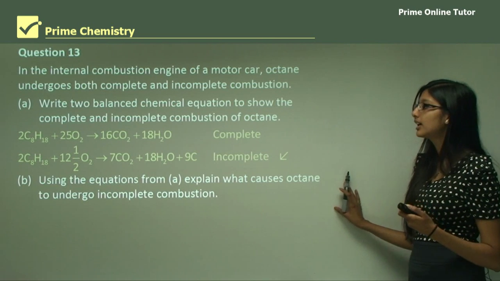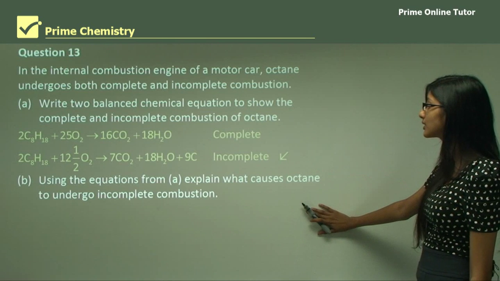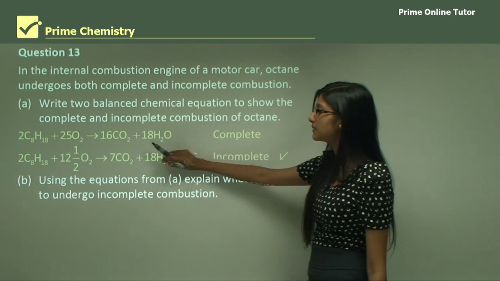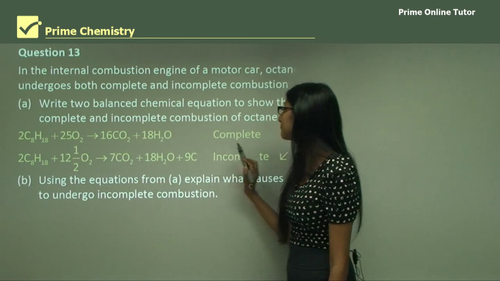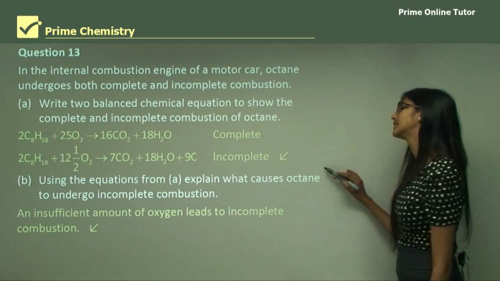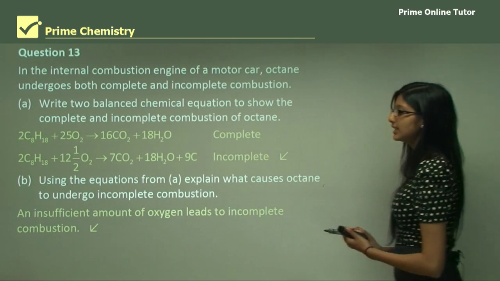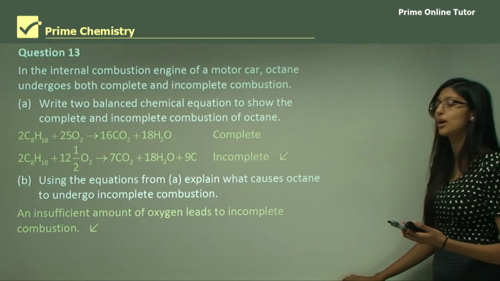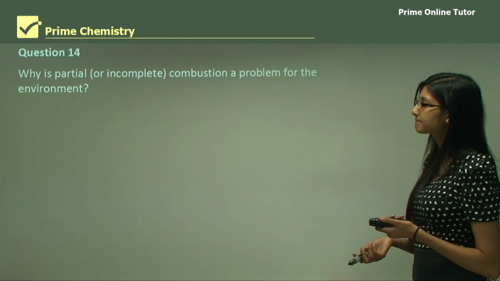Now, B asks us that using the equations from A, so these two equations, explain what causes octane to undergo incomplete combustion. The only thing different in the reactants in this reaction is the amount of oxygen. Complete combustion uses 25 molecules of oxygen, whereas incomplete combustion uses only 12.5 molecules of oxygen. Hence, the answer is an insufficient amount of oxygen leads to incomplete combustion. Now let's move on to question 14.